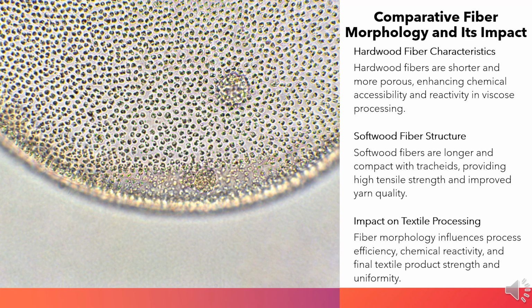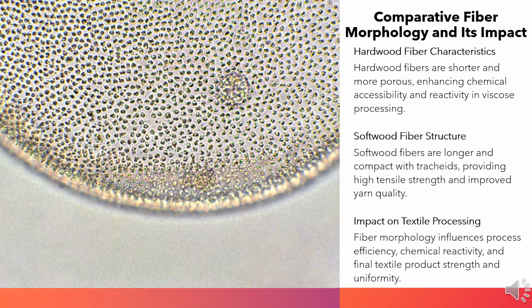Hardwood fibers generally range from 0.8 to 1.5 millimeters and exhibit a more porous structure, which enhances their chemical accessibility and improves reactivity during viscose processing. The porous nature facilitates faster penetration of sodium hydroxide and carbon disulfide, leading to smoother and more uniform alkali cellulose formation. Softwood fibers, by comparison, range from 2.5 to 4.0 millimeters and possess a compact, vessel-less structure dominated by tracheids.